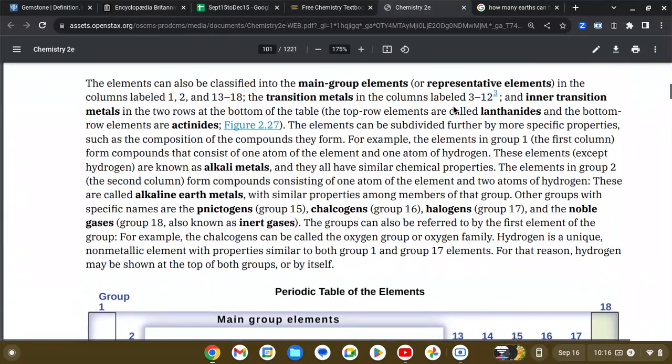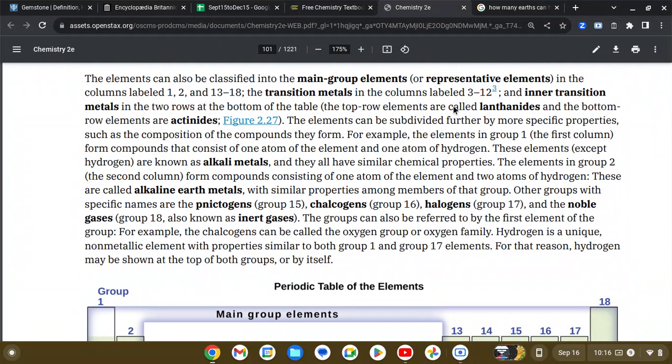The elements can also be classified into the main group elements, or representative elements, in the columns labeled 1, 2, and 13 to 18, the transition metals in the columns labeled 3 to 12, and inner transition metals in the two rows at the bottom of the table. The top row elements are called lanthanides, and the bottom row elements are actinides.